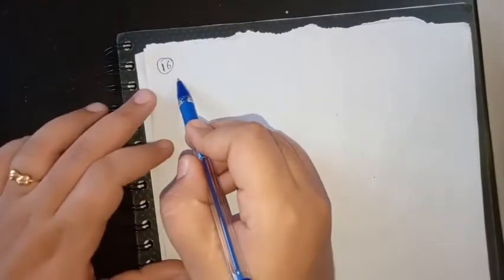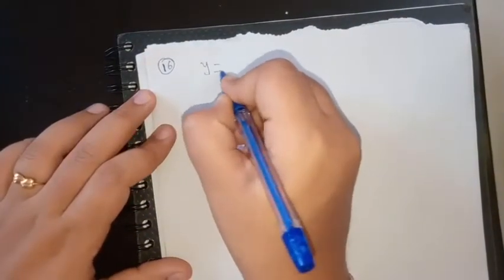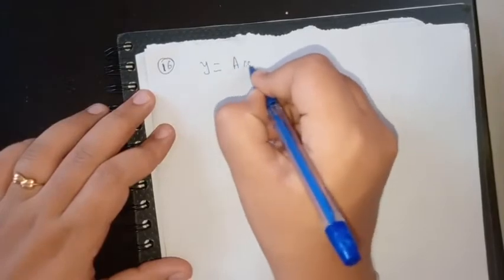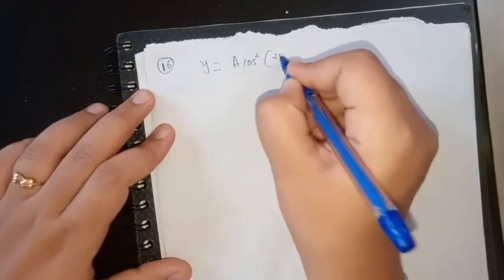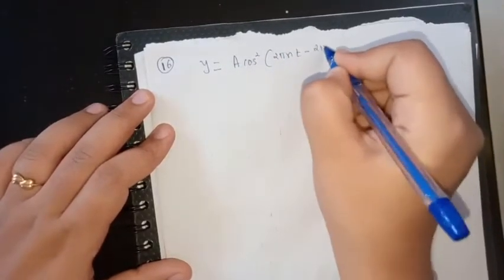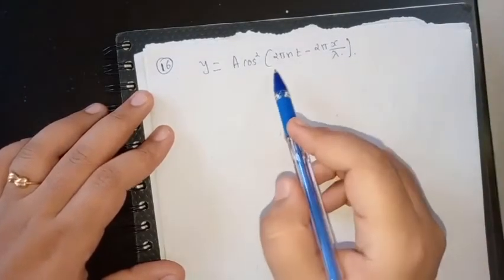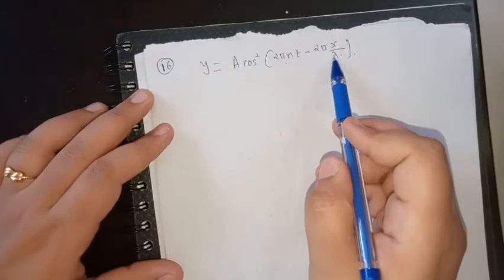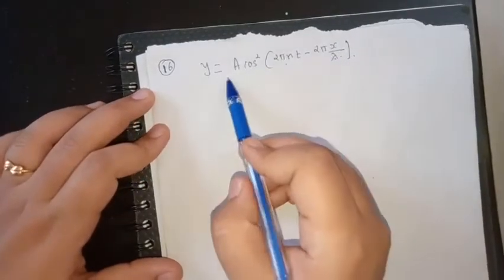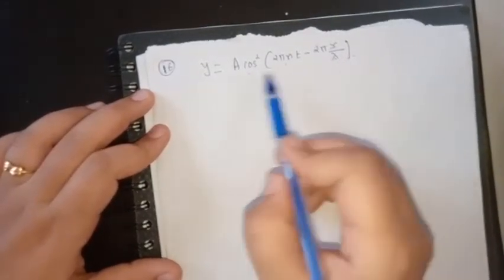In question number 16, the equation of a wave is given as y equals a cos squared of (2 pi n t minus 2 pi x by lambda). We want to find the amplitude, frequency and wavelength of this wave. First we have to convert it into the basic equation.